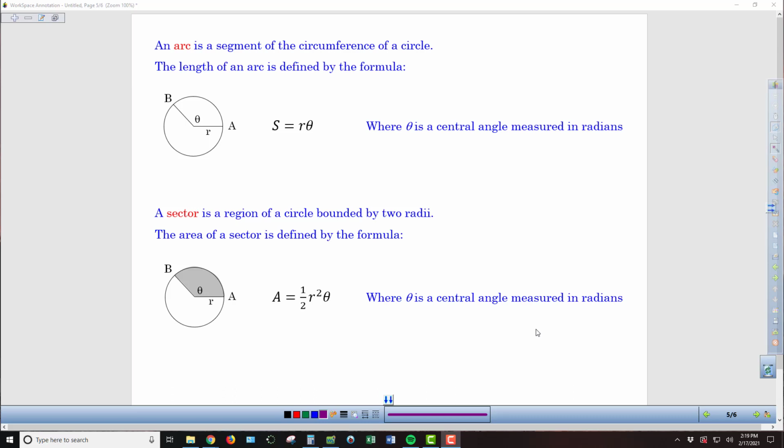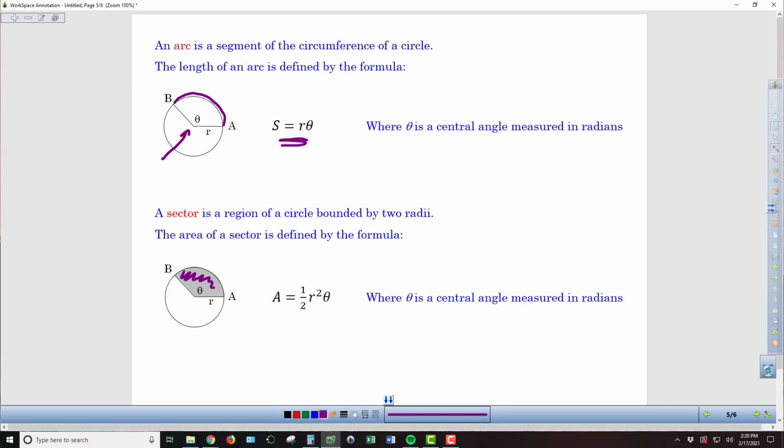Once we have an understanding of the radian measure of an angle, we can take advantage of that to help us calculate the length of an arc, meaning a part of the circumference of a circle, if we know the angle associated with that arc. And then we can also use it to find the area of a sector, meaning a part of a circle, again, as long as we know the measure of the angle associated with that sector.